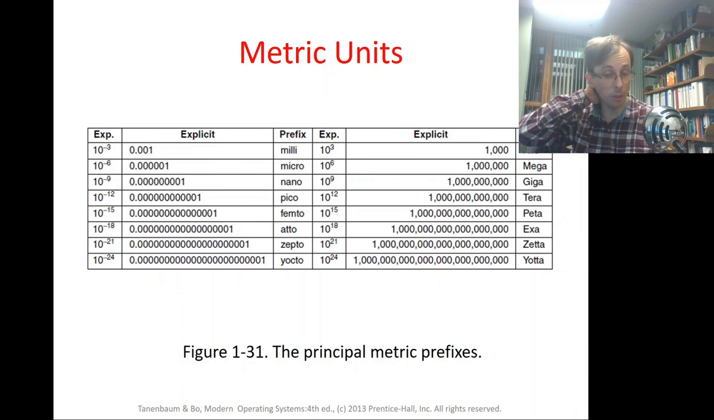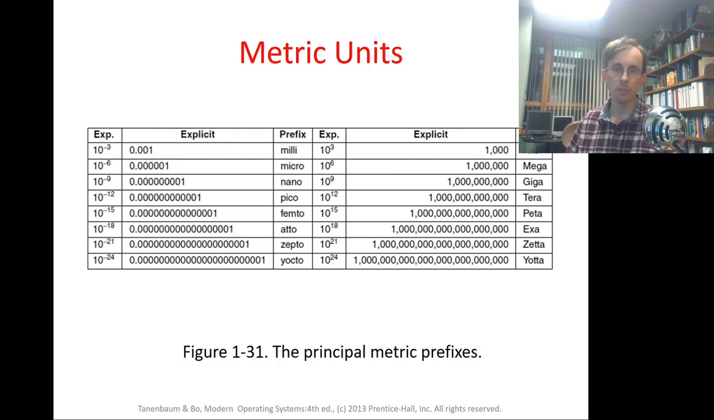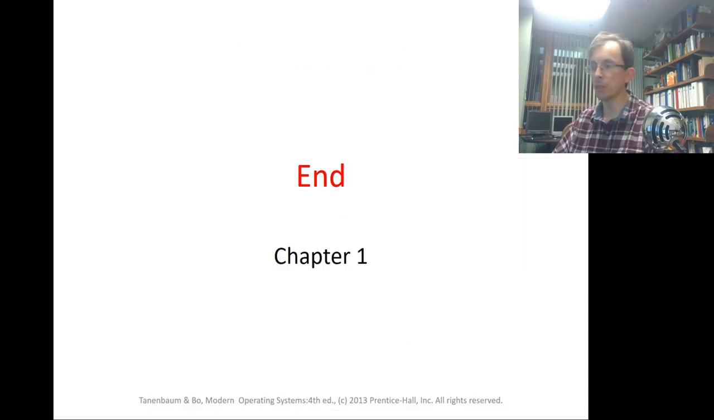Now, network transfer rates are done in kilobits per second, or thousands, or megabits per second, so a million, and so on. But memories are done in binary powers of two. So a gigabyte of memory is a billion, 73 million, and so on. It's easy to mix them up. All right, that concludes chapter 1.